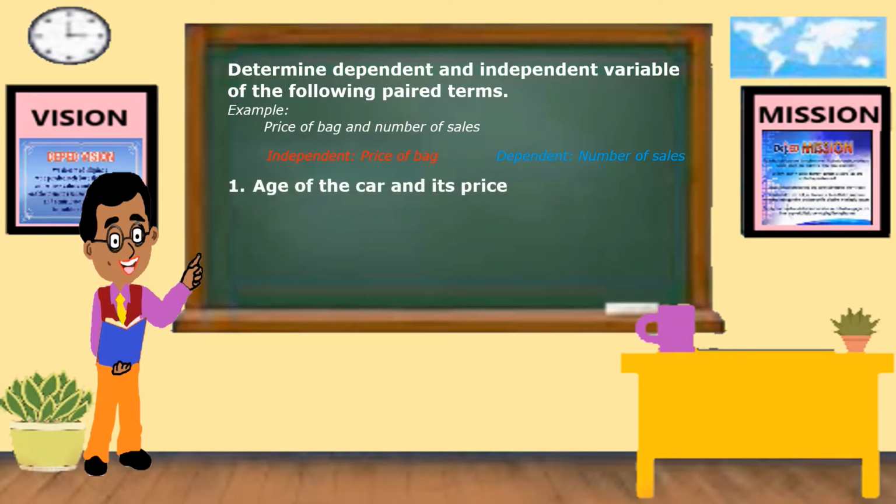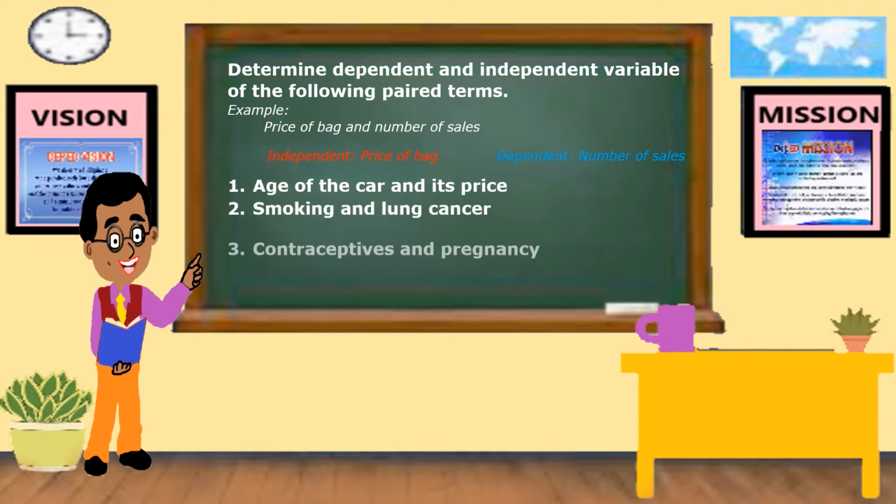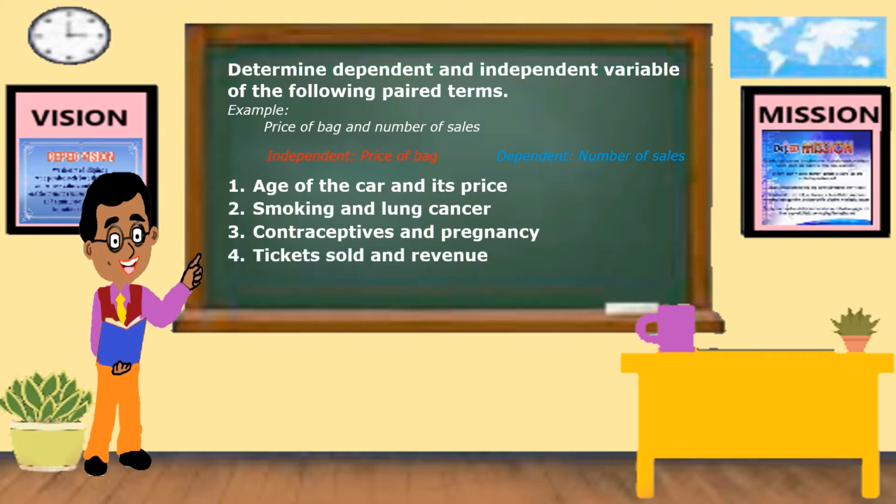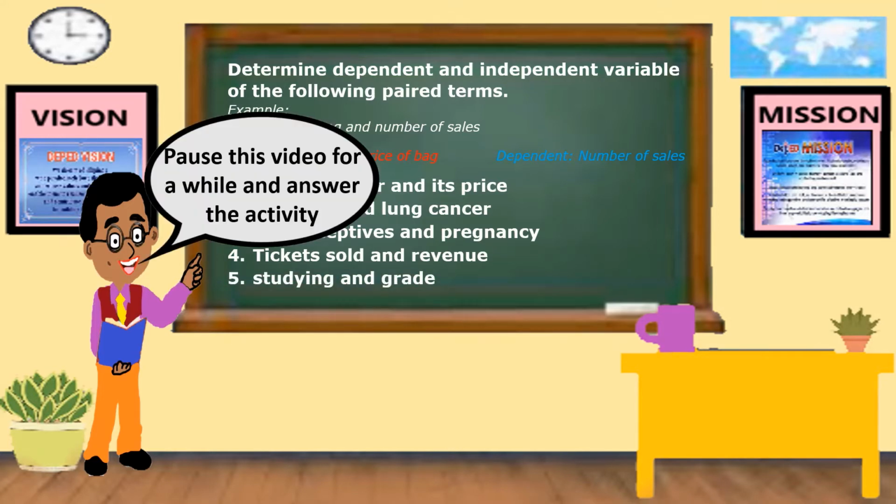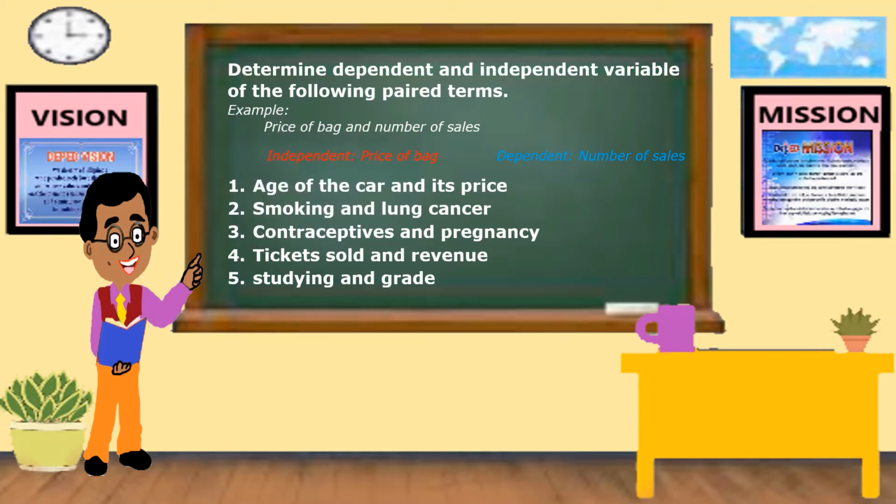Item number 1, age of the car and its price. Number 2, the smoking and lung cancer. Number 3, contraceptives and pregnancy. Number 4, tickets sold and revenue. And number 5, studying and grade. Pause this video for a while and answer the activity. A few moments later.